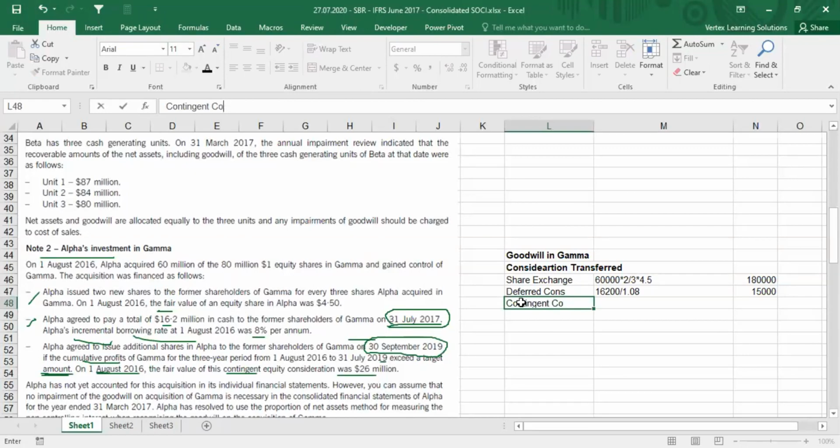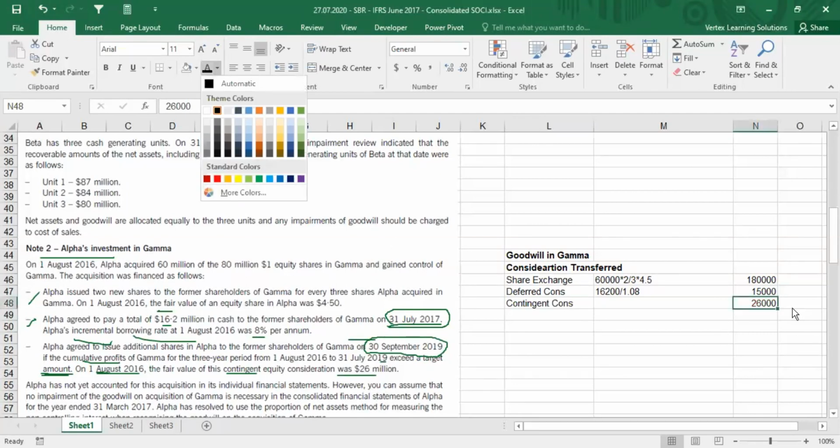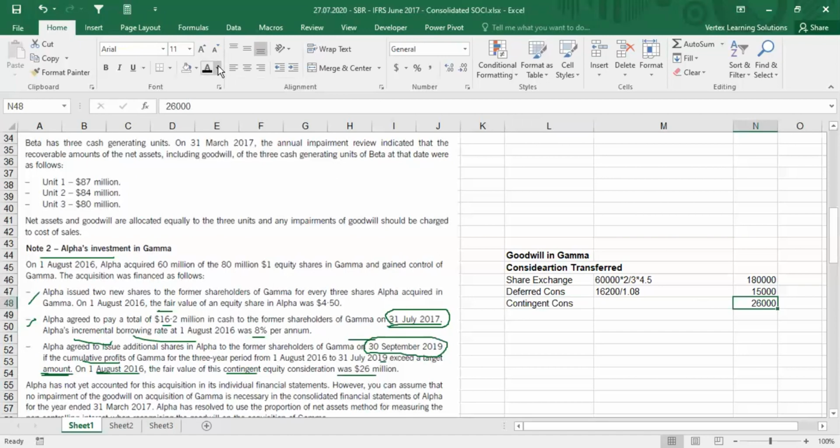And how much is it? It is 26 million. You add all 26 million here. You have to pay this amount 26 million after 3 years, but you do not discount it. Just like the previous amount, we discounted. We promised to give 16.2, but we discount it for 1 year and we show 15. But this 26 million, we are not discounting.